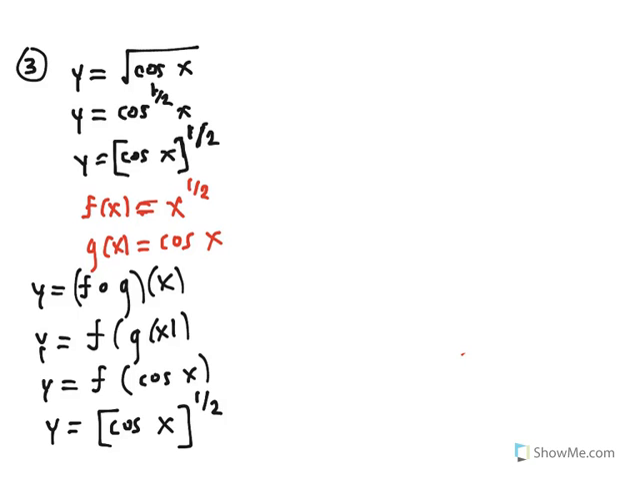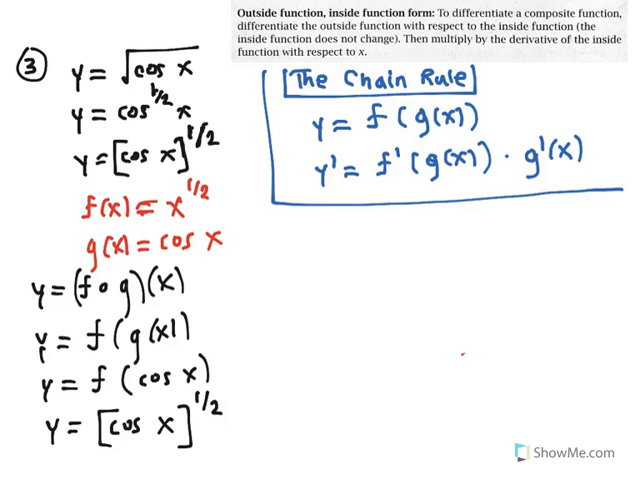Let's take a look at number 3 and how we would find the derivative here. So let's look at the chain rule once again. For our third example, our function is y is equal to the square root of cosine x, which you of course can write in different ways, and perhaps this is the easiest way for you to understand which is the inside function and which is the outside function.